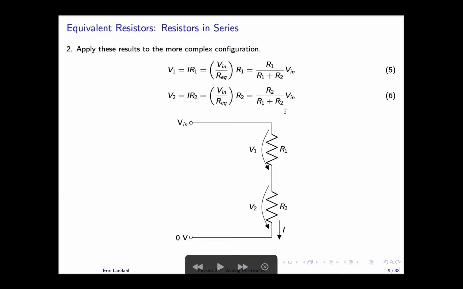What are some other things to notice about this equation? Well, one of them is the units.